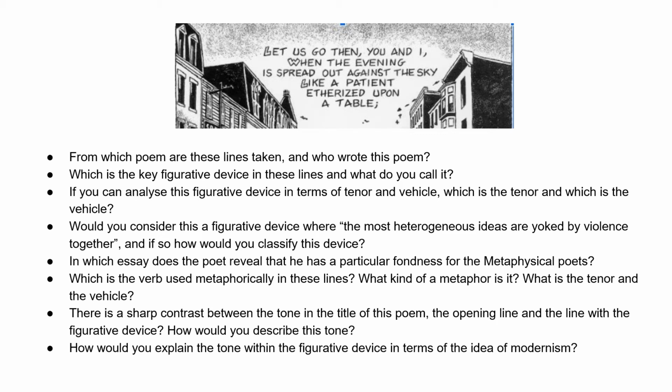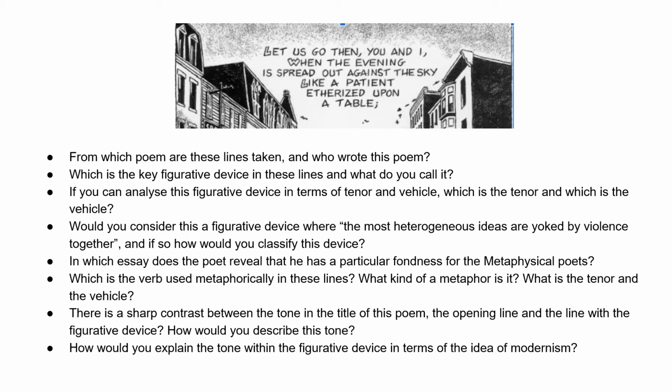From which poem are these lines taken and who wrote this poem? Which is the key figurative device in these lines and what do you call it? If you can analyze this figurative device in terms of tenor and vehicle, which is the tenor and which is the vehicle? Would you consider this a figurative device where, quote, the most heterogeneous ideas are yoked by violence together, unquote? And if so, how would you classify this device? In which essay does the poet reveal that he has a particular fondness for the metaphysical poets? Which is the verb used metaphorically in these lines? What kind of a metaphor is it? What is the tenor and the vehicle?